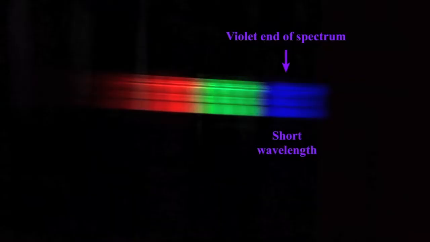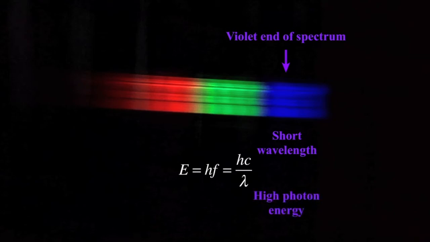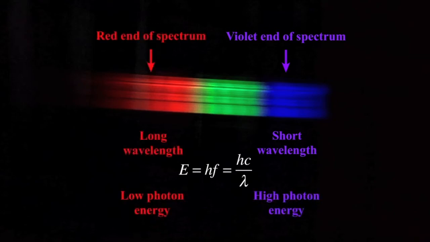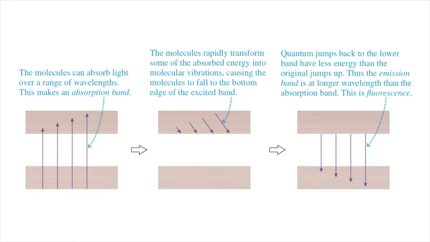Well, you know violet is short wavelength. Given the formula that we have for photon energies, high photon energies. The red light is near the other end of the visible light spectrum, long wavelengths. Given the equation that we have for photon energies, low photon energy. So the energy of the photon that comes in is greater than the energy of the photon that comes out.